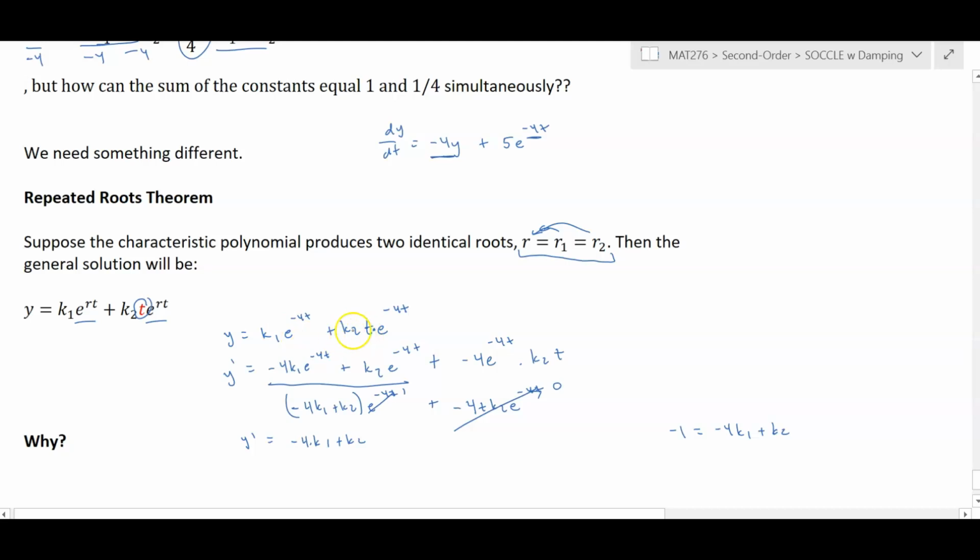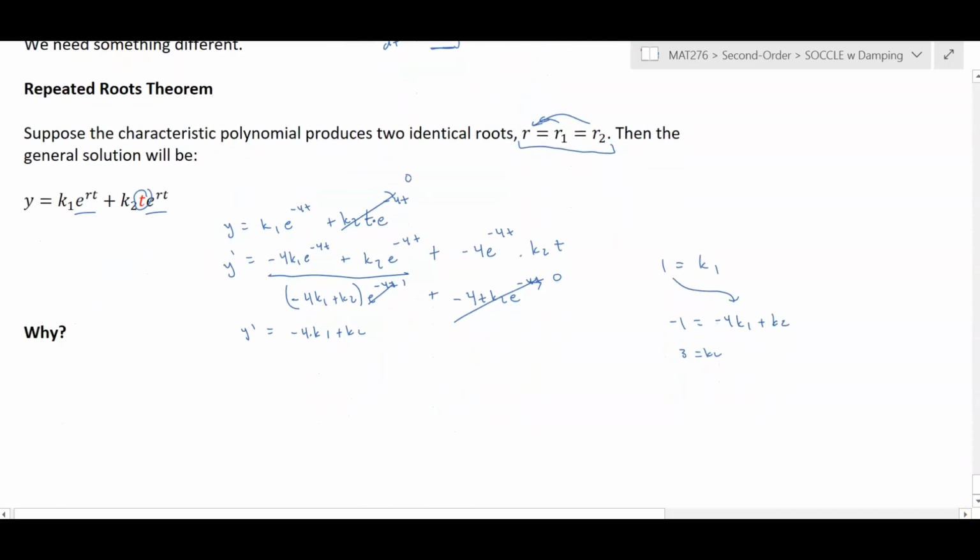Your first equation evaluated at 0 will actually just give you the value of k1, because this term right here will be 0, because you plug in 0 for t. And therefore, you'll just get 1 equals k1. And then you get k1 is 1, so you could plug that in here. And then k2 will actually end up being 3. And therefore, that works out, and we're able to satisfy both initial conditions.